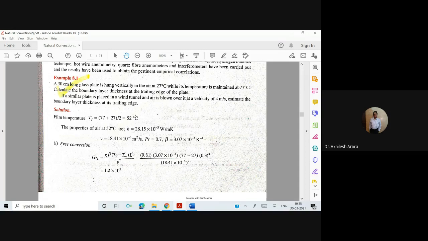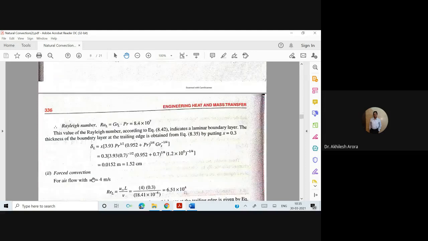It is less than the limit, and when you multiply it by the Prandtl number, it will be even lesser. And you know, if this Grashof number into Prandtl number value is less than 10 raised to power 9, it's laminar flow. The Rayleigh number is nothing but the Grashof number into Prandtl number, which has been calculated in this equation. So it is less than 10 raised to power 9, which means it is a laminar boundary layer.